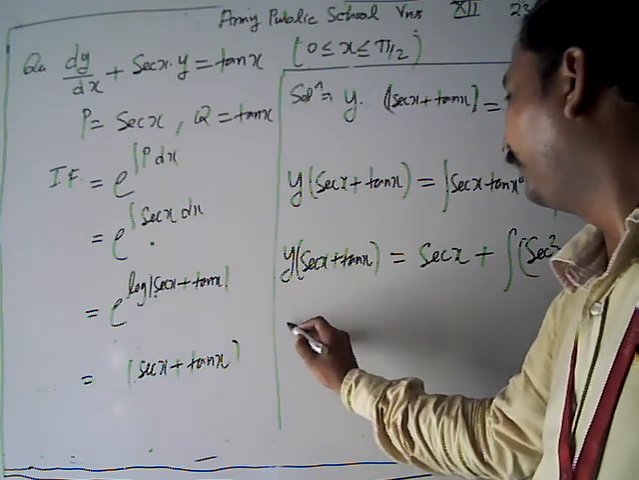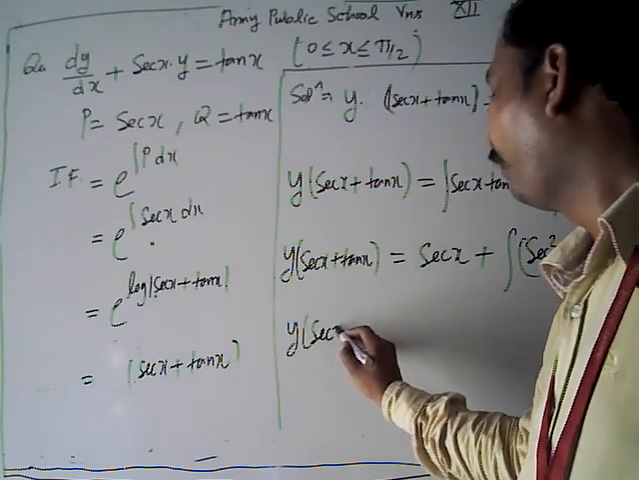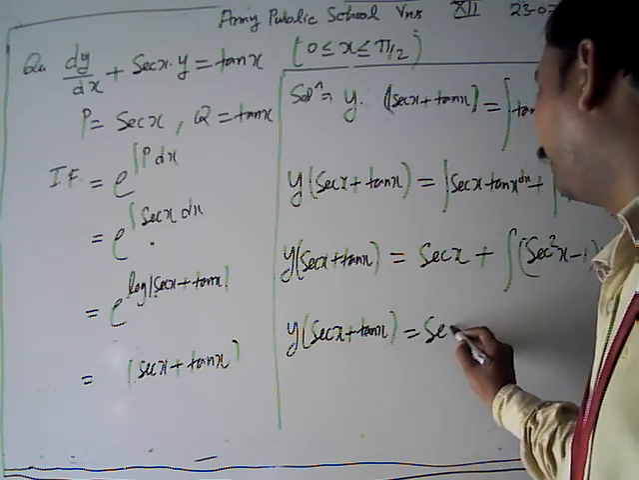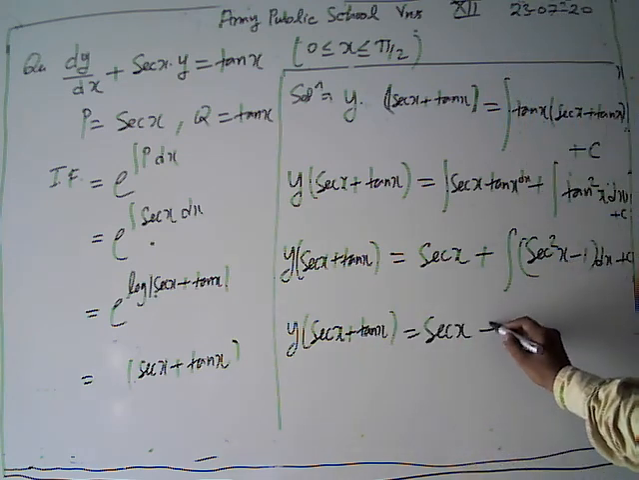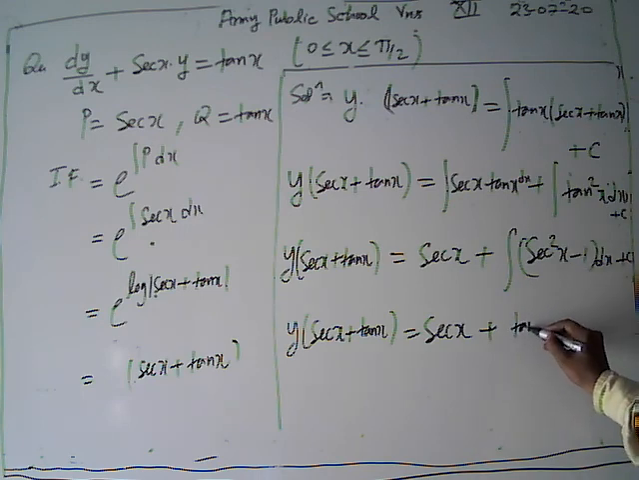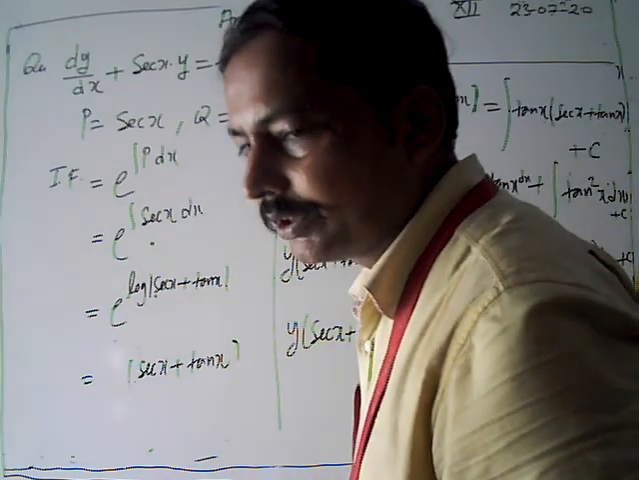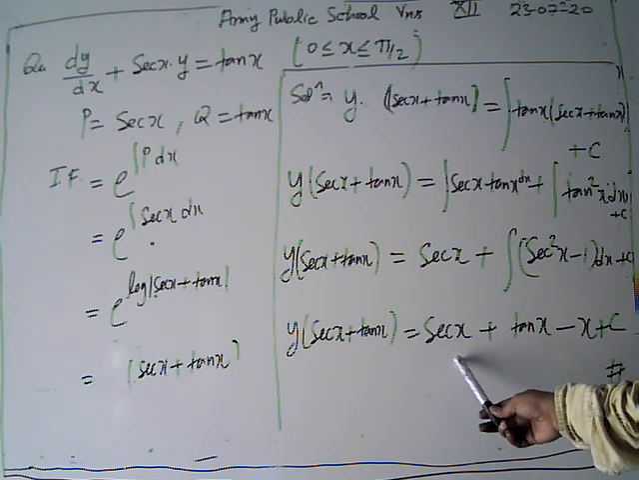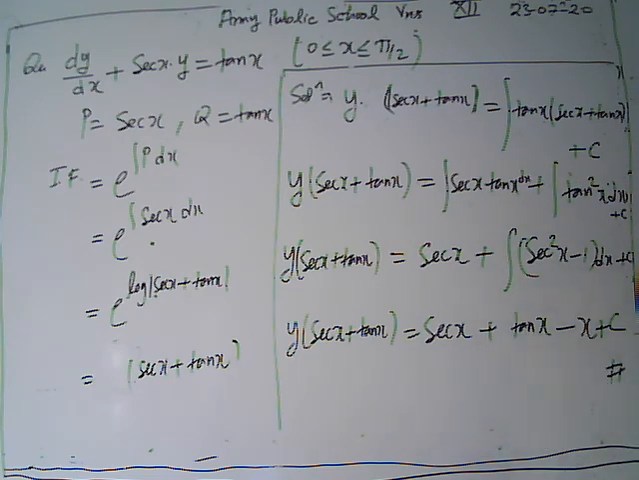Then y into sec x plus tan x equals sec x. Here we get the integration of sec square x, yes, we get tan x, and 1 gives minus x plus c. This is our required solution of the given differential equation dy/dx plus sec x into y. It is y into sec x plus tan x equal to sec x plus tan x minus x plus c.